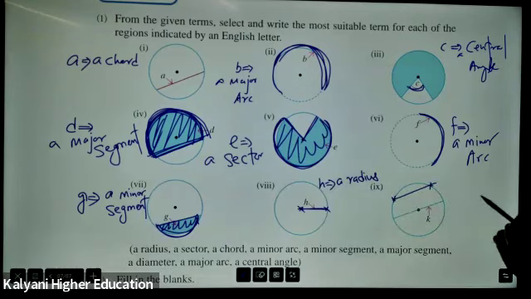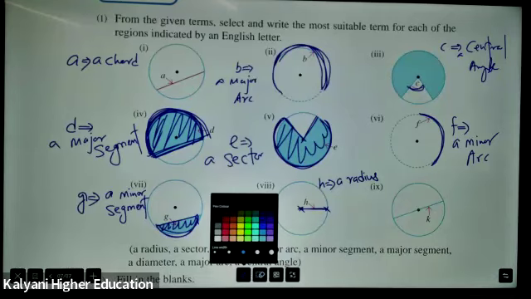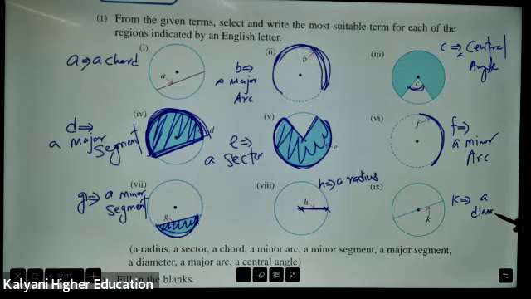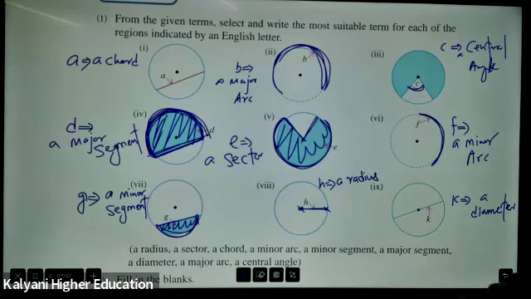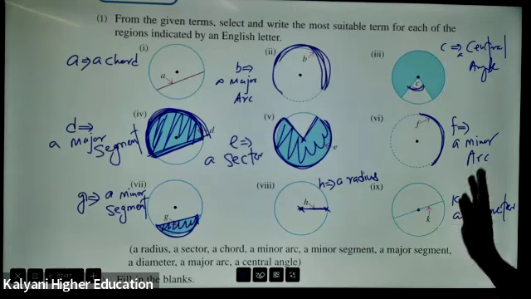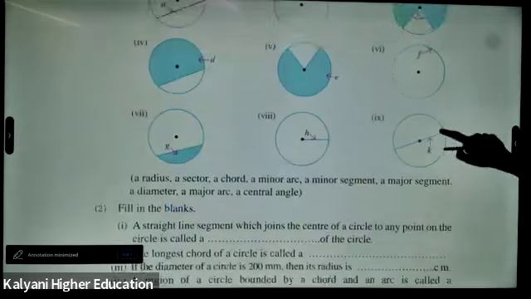But when a chord is drawn passing through the center, we get the biggest chord. We have a special name for it. What is that? Tell me. We call it a diameter. Understood? Is it clear? Can you understand? Yes or no? So if you studied like this, it's very clear and you can understand those things. Fine. Finished. I'll come to the next question.